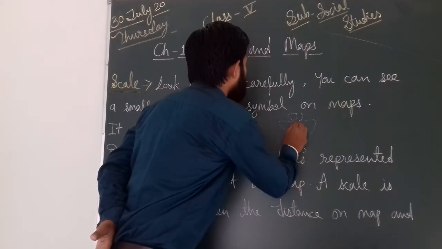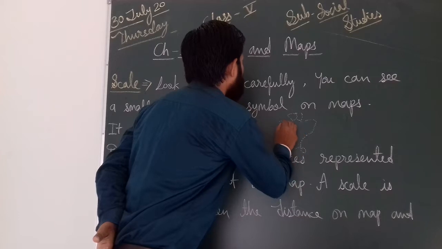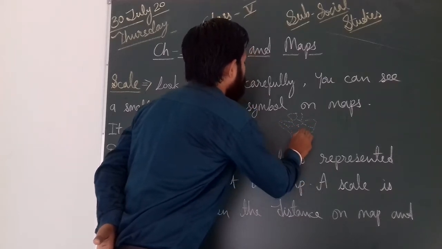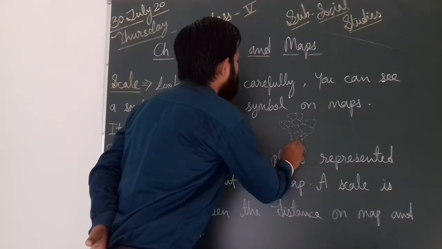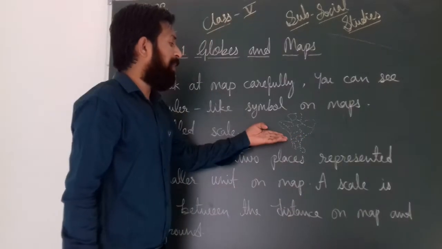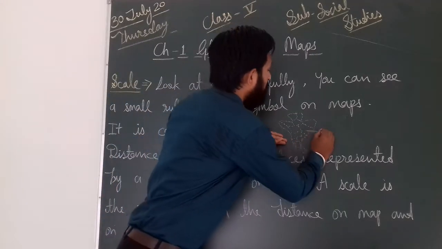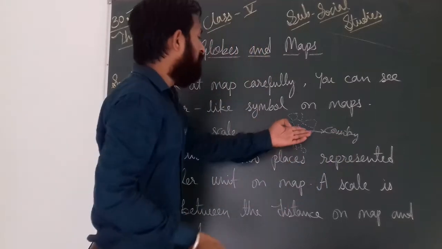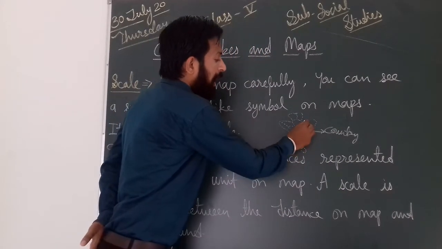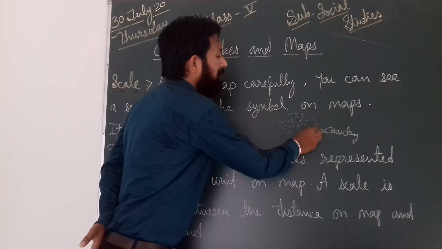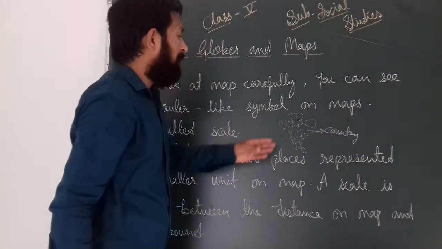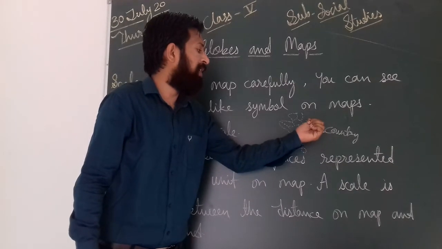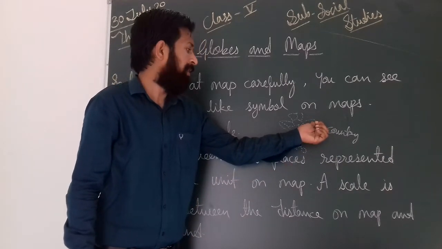If you are watching a map, that type of structure is also there, a ruler like structure. Imagine this is a map of a country. In the country there is a state, and the state is divided by that scale, a ruler like structure. That type of line, that ruler like structure, is known as scale.